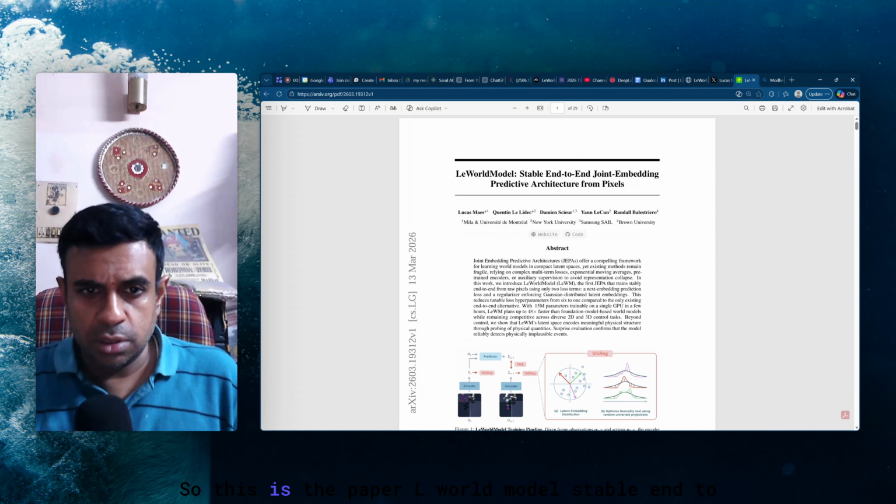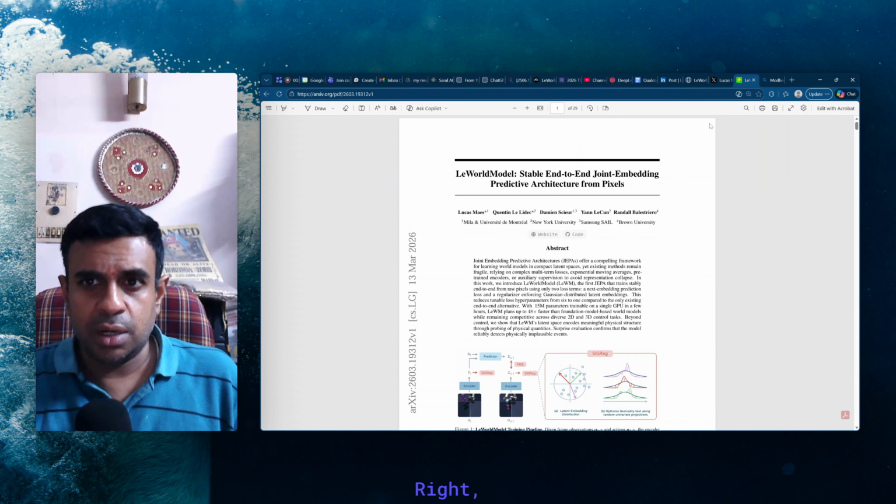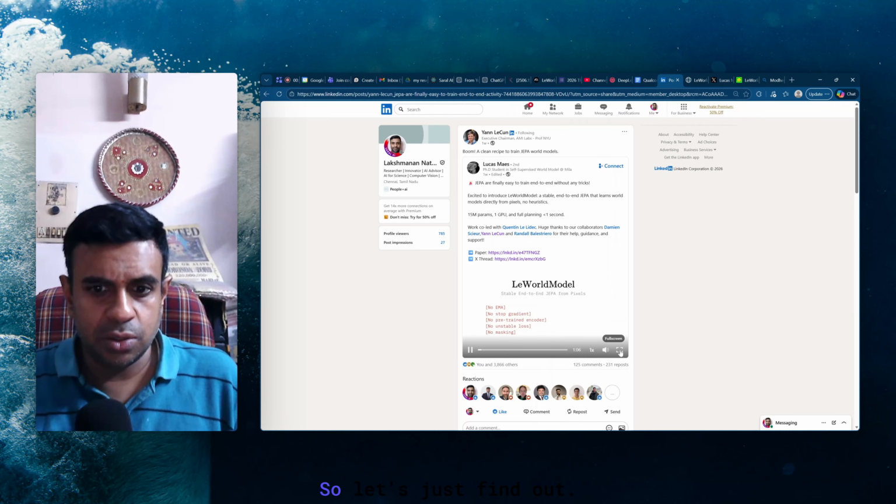So welcome to the series Decoding Papers with AI, where I'm going to use AI tools to try and decode and understand papers. So this is the paper LeWorldModel: Stable End-to-End Joint-Embedding Predictive Architecture from Pixels, right? And this is one of the posts which Dr. Yann LeCun reshared. So let's just find out.